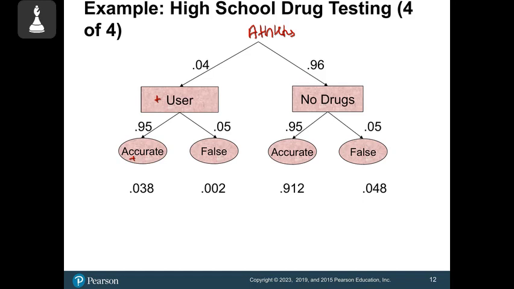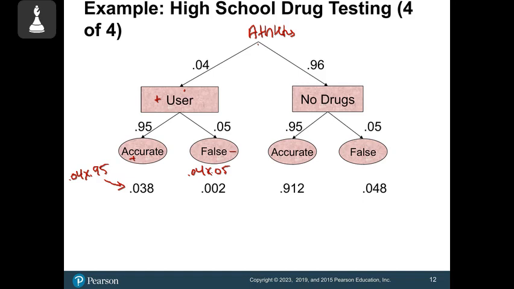So how did I get this number down here? Well, I said 0.04 times 0.95, and I got this number here. So what this means is 3.8% of our athletes are correctly tested positive for drugs. Now, I can do the same thing over here. 0.04 times 0.05. 0.002 of our athletes are going to test negative despite actually being a drug user. So this is going to be a false negative.